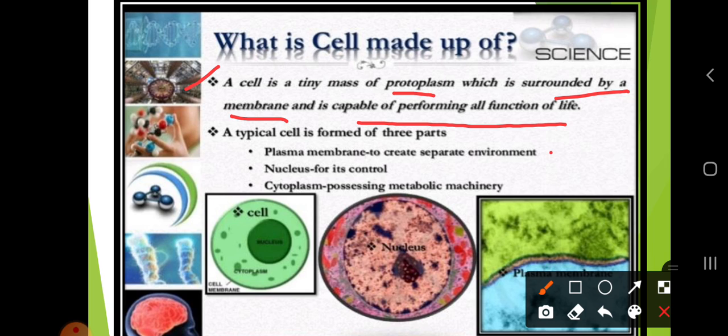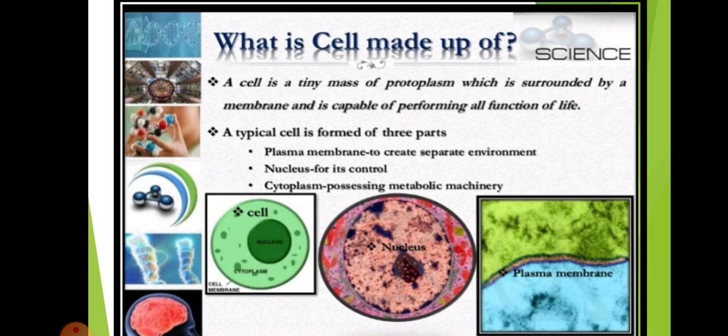Totally three parts are there. The first one is the plasma membrane, to create a separate environment. What is the work of the plasma membrane? Like a wall, it differentiates the compartments. Next, what is the function of the nucleus? To control all the activities. And next is the cytoplasm, which possesses the metabolic machinery. So the typical cell is formed of three parts. Let us discuss one by one: the plasma membrane, the nucleus and the cytoplasm.